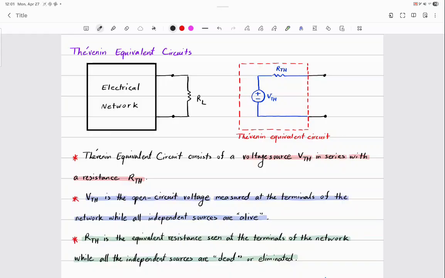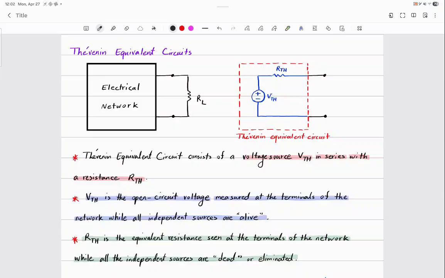Open circuit voltage measured across the terminals that you're interested in, okay? When I say open circuit, I mean the load shouldn't be connected to those 2 points. But I don't mean anything that is part of the network should be opened. So only the load shouldn't be connected, meaning that nothing except the network itself should be connected to those 2 terminals.